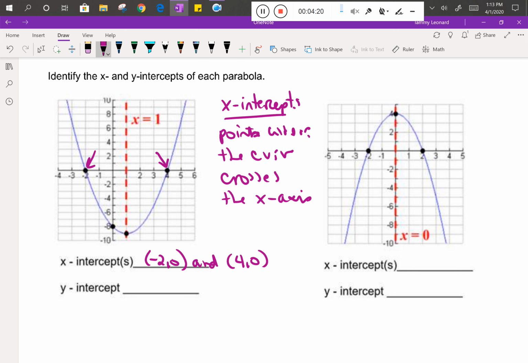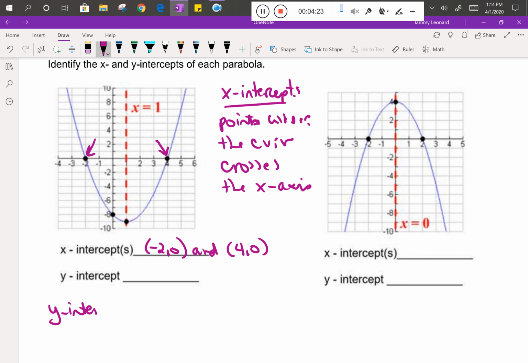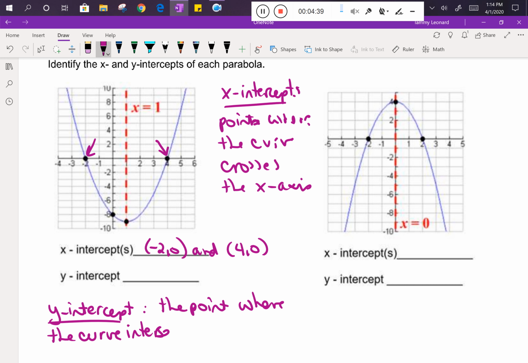The y-intercept of a parabola is the point where the curve intersects the y-axis. So this parabola intersects the y-axis right there. That point has coordinates 0, -8. So those are the coordinates for this y-intercept.